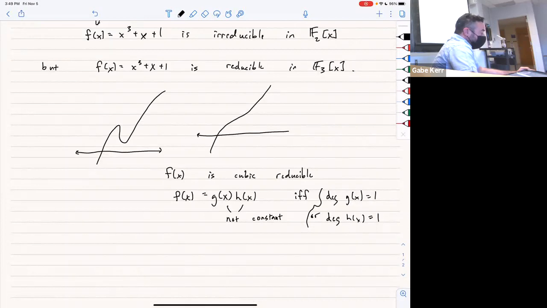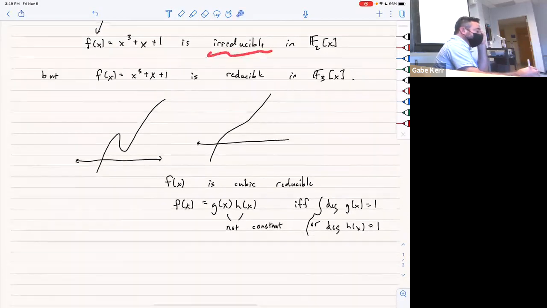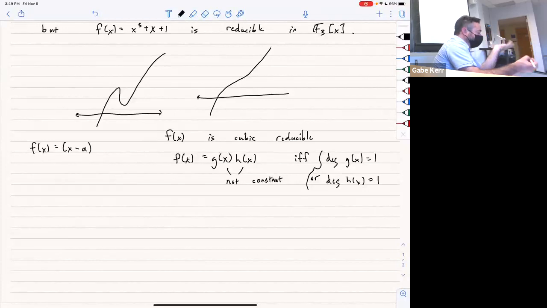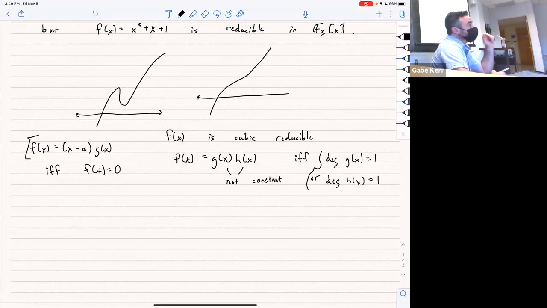So we know that the answer to this question will be whether or not there is a linear factor, which means there is a root. We've already seen that f(x) is divisible by x minus alpha. Of course, if you have a linear factor, you can make it monic. So if and only if f(alpha) is zero. This alpha is the root. This means that it's reducible, for cubics.